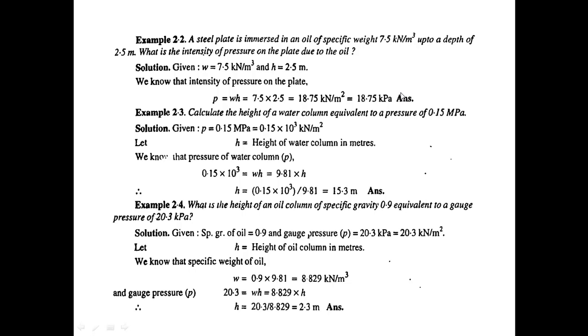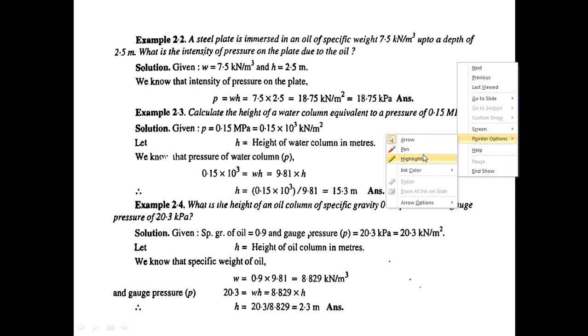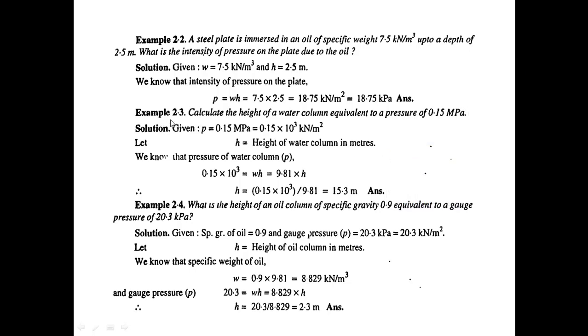In example 2.3, the statement is calculate the height of a water column equivalent to a pressure of 0.15 megapascal. In example 2.3, we have to find or calculate the height of water column, and the pressure is given, which is equal to 0.15 megapascal.